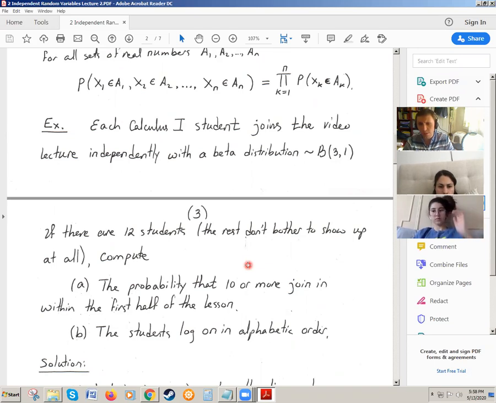And the second question may be a bit more interesting, maybe not. I'm not sure how quickly you figure it out. The second part is, what's the probability that the 12 students will log on in alphabetic order? So first person, that is the first in the alphabet among them, and onwards, right? So they log in alphabetic order.